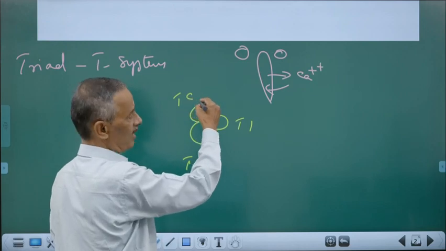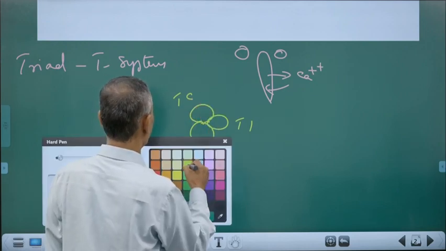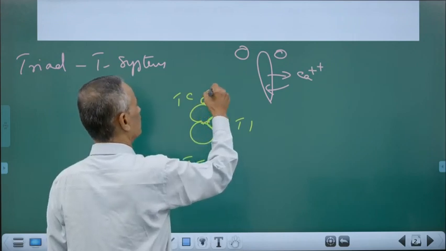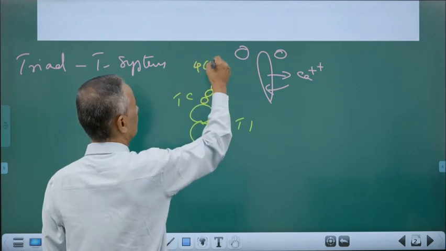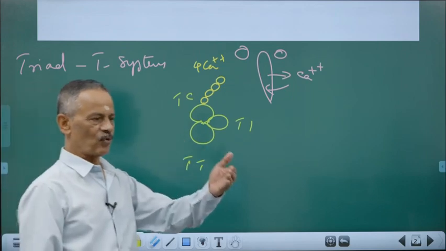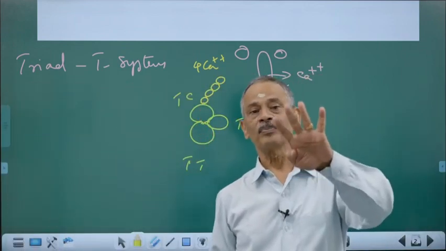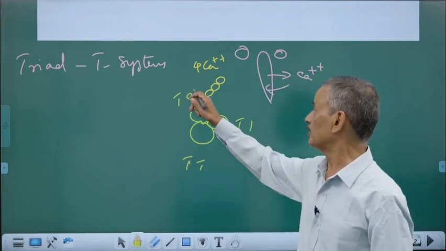TC, C for calcium. It is the side that calcium will be coming and binding. And remember, one TC can bind with a maximum of 4 calcium ions. First one comes, then second, third and fourth. So maximum 4 ions of calcium can come and bind with the TC subunit.